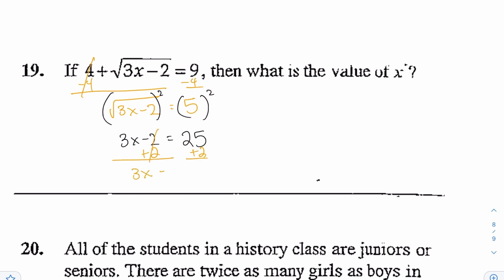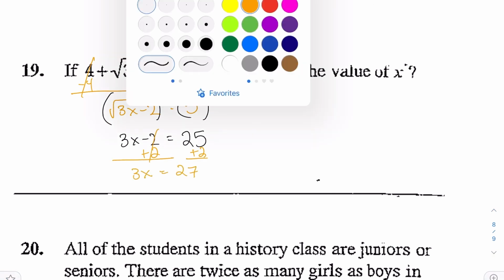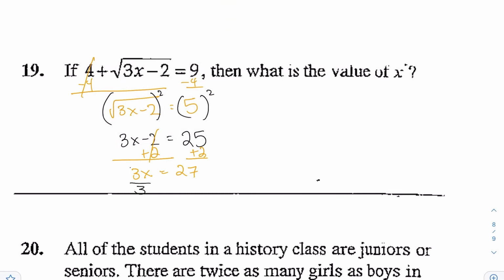Get that 3x is equal to 27. Then you want to divide by 3 and get that x is equal to 9. Now, you always want to double check here, because whenever you have square roots, you want to double check that you don't have any extraneous roots.